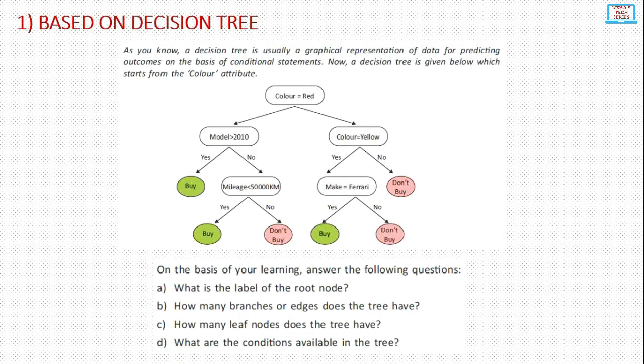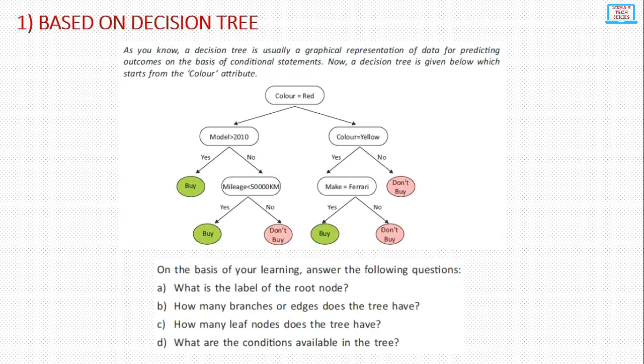What is the label of the root node? So, like I explained, that root node is the very first node in your decision tree. So, color is equal to red is the root node. How many branches or edges does the tree have? Now here the branches are the arrows or the flow of controls that are there. So the number of arrows given in this decision tree is the number of branches or edges. So total 10 arrows we can see in this decision tree. So number of branches or edges is 10.